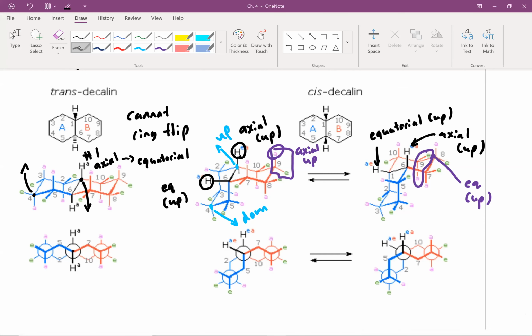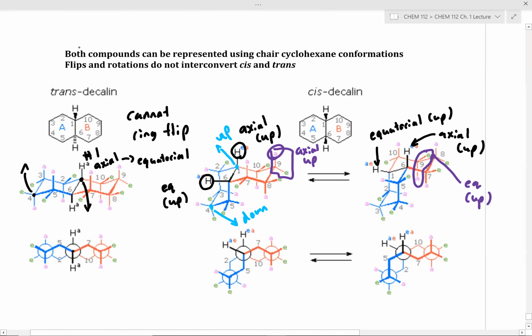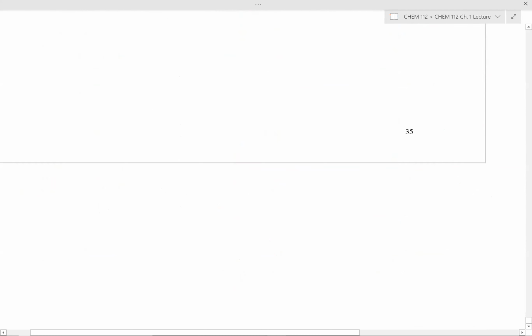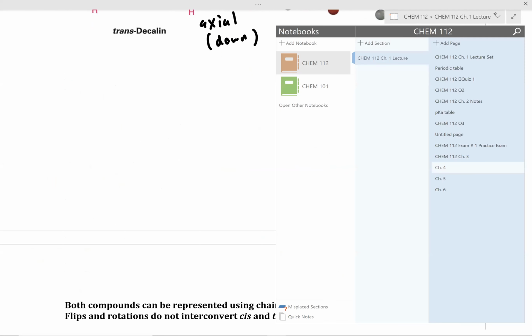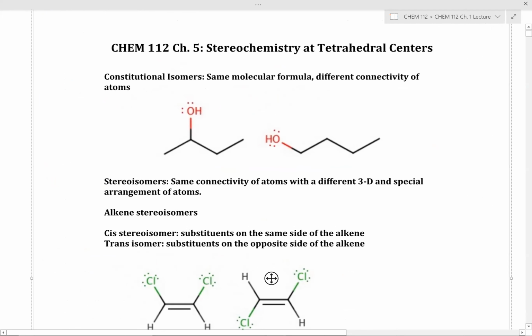You won't be asked to analyze in detail these complicated bicyclic systems, but it's really important to show that we can apply the same method of cyclohexane conformational analysis to more complex systems. Okay, so with that, we're going to now delve into chapter 5, which really focuses on this idea of stereochemistry that we brought up and we're going to now develop further in this chapter.